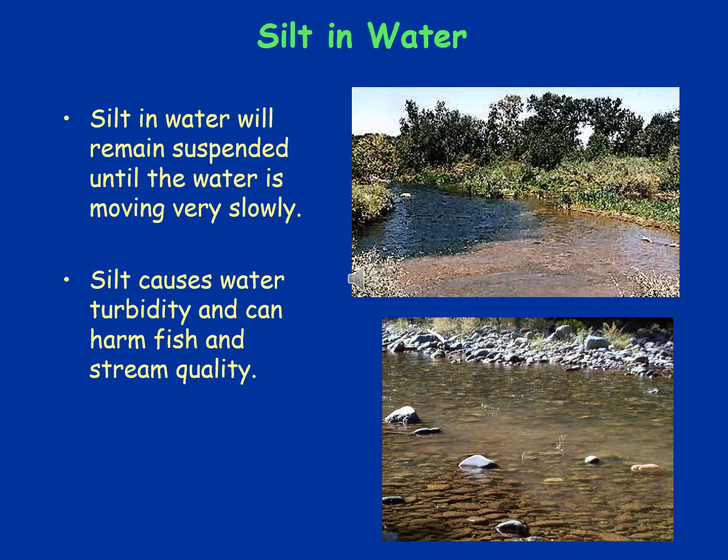Because if the creek's moving fast, the clay will stay suspended for a long, long time, maybe all the way till it gets to the river mouth. So silt in the water will remain suspended until the water is moving very slowly. That's very true for, even more so true for clay. And the silt causes water turbidity, so that can be a problem, and it can get inside the fish's respiration system, the gills, and harm them.